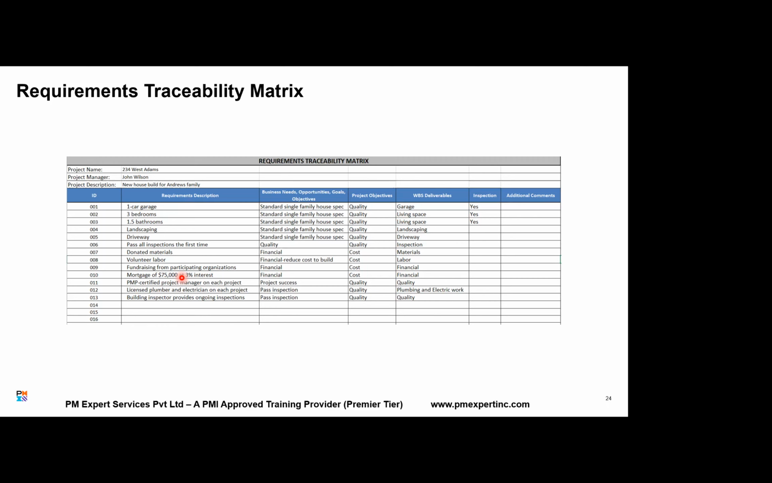So the requirement traceability matrix is a very, very important tool to manage requirements. It ensures that every requirement aligns to a business need, business goal, or project objective, which is called backward traceability. And it also ensures that every requirement or change is delivered through a WBS deliverable, and every requirement is properly validated or tested, which is called forward traceability. Is this okay?